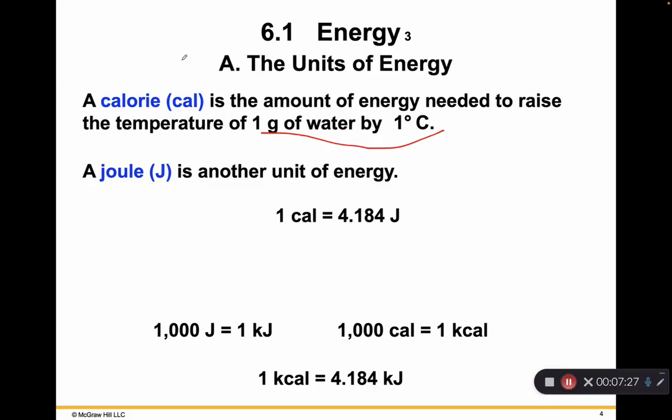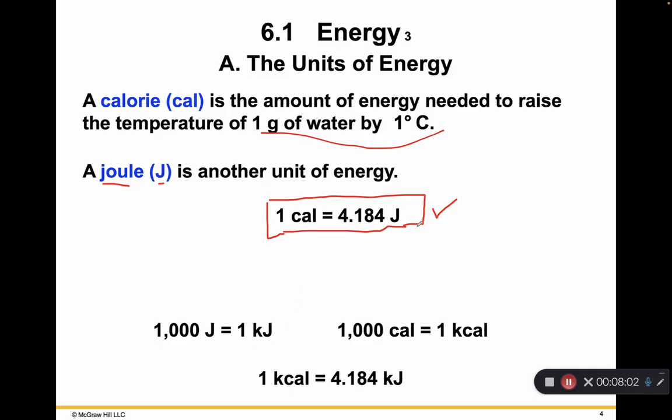Other areas we measure energy in joule, and we have the symbol J for that. A joule is another unit of energy, and the calorie and the joule are related by this relationship. 1 calorie, lowercase c here, is equal to 4.184 joule. This relationship will be provided in the exam, in the formula sheet.